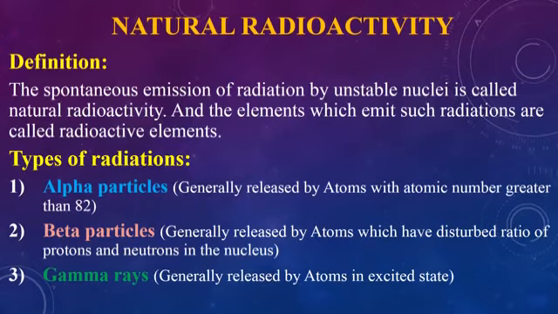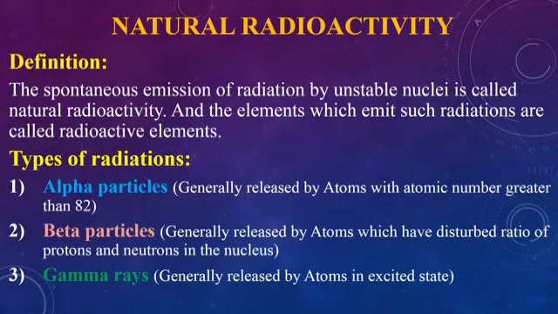And then we have the gamma rays. Gamma rays are actually not particles, that is why we are writing them as rays. They are generally released by atoms in an excited state. When an atom gets energized because of being in the vicinity of a nuclear process, it gains some energy and becomes excited, and in order to be stable once again, it releases energy in the form of gamma rays.